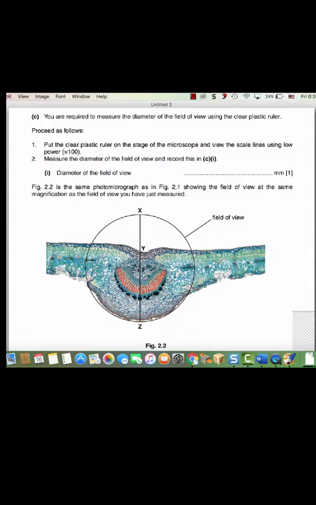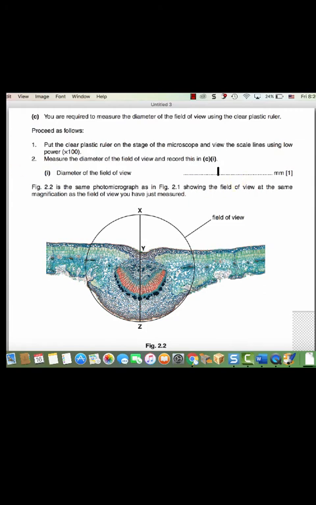In this part of question 9 in the homework, you are asked to measure the diameter of the field of view using the clear plastic ruler. You will put the plastic ruler under the objective lens and measure this diameter of the field. The diameter of the field was found to be 1 millimeter. Okay, so this is 1 millimeter.